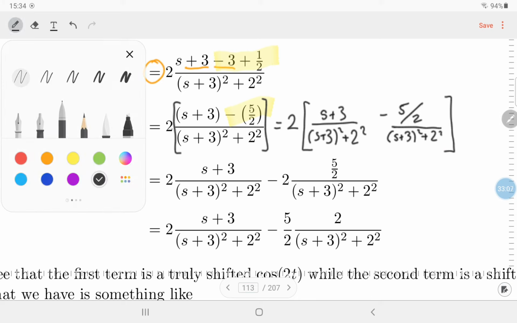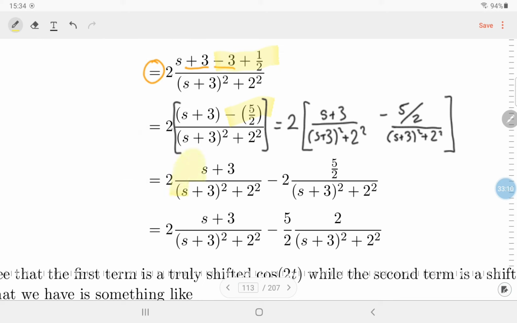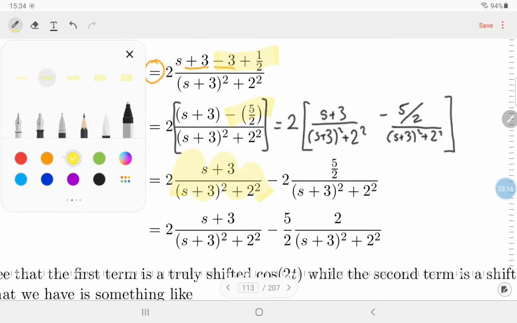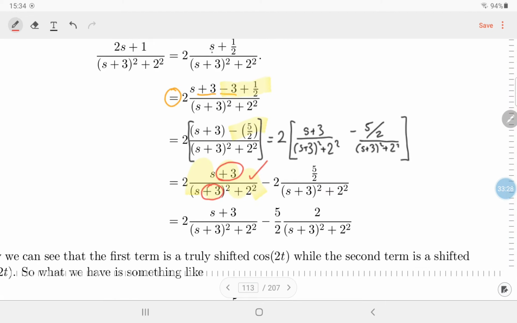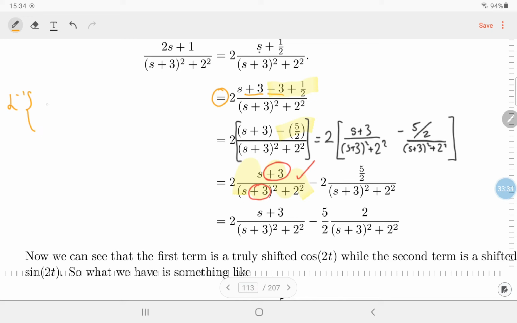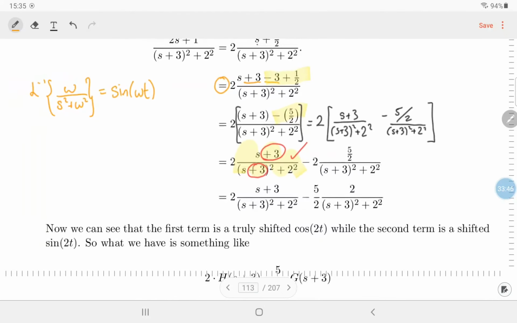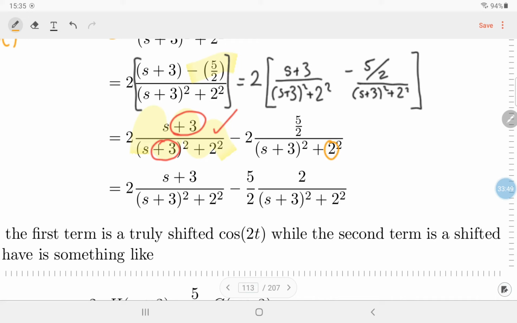Now this first term at this point is great. That's a shifted cosine. It's s over s squared plus 2 squared with the bits of shifting that we want to see. S shifted, s shifted. That's brilliant. Now the other term isn't quite there because if you look at it, and we'll write down the formula we're kind of aiming towards, the inverse Laplace transform of omega over s squared plus omega squared, so it's probably a good idea for you to print off that table, is sine omega t. And if you look at it, the omega should be 2, but we haven't got a 2 on top.